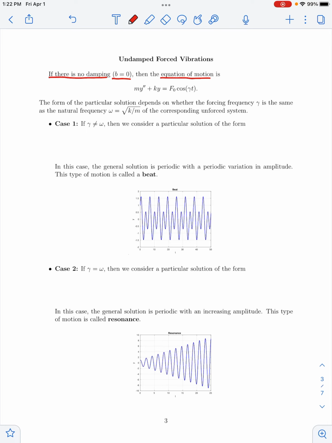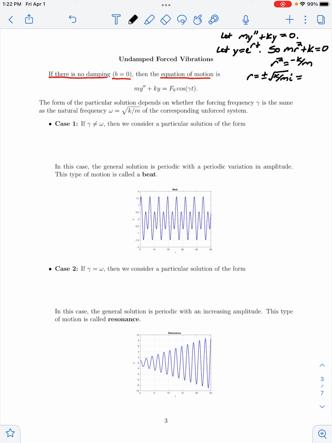And we know our first step in solving any non-homogeneous equation is to solve the corresponding homogeneous equation. So let's do a little scratchwork to the side here. If we consider the homogeneous equation, my double prime plus ky is equal to zero, and if we look for solutions of exponential form, y equals e to the rt power, then we get a characteristic equation of mr squared plus k is equal to zero. So it follows that r squared is equal to negative k over m. And so r is plus or minus the square root of k over m times i.